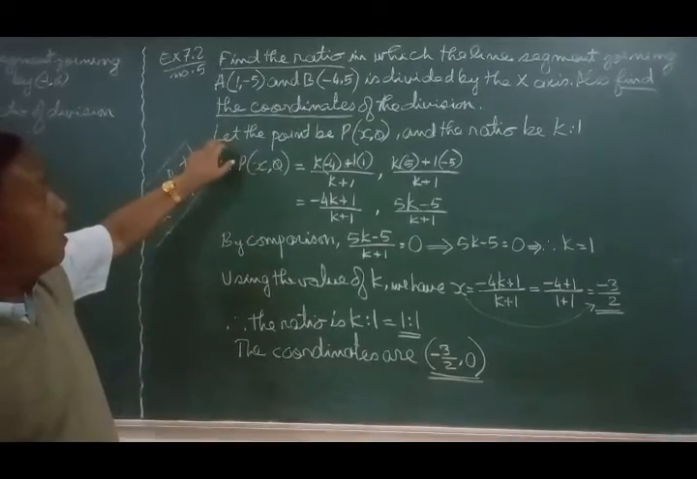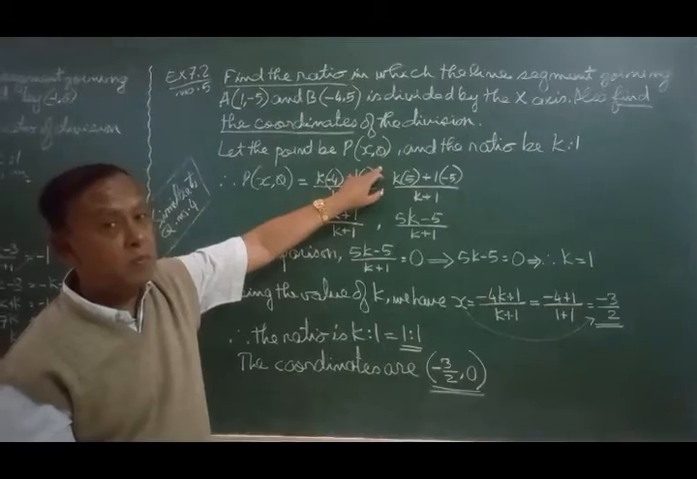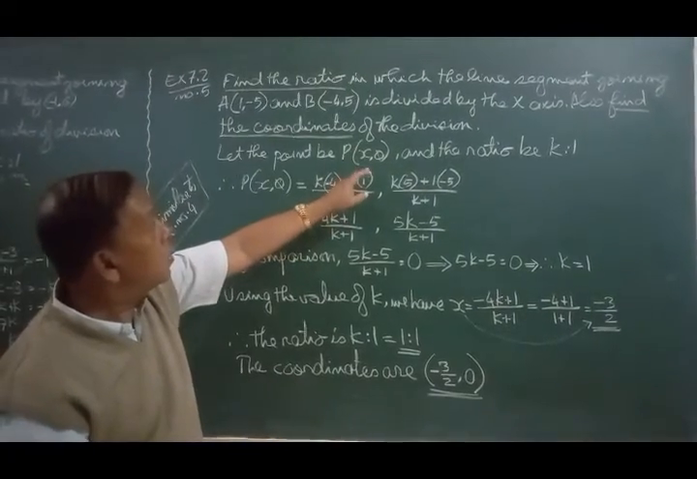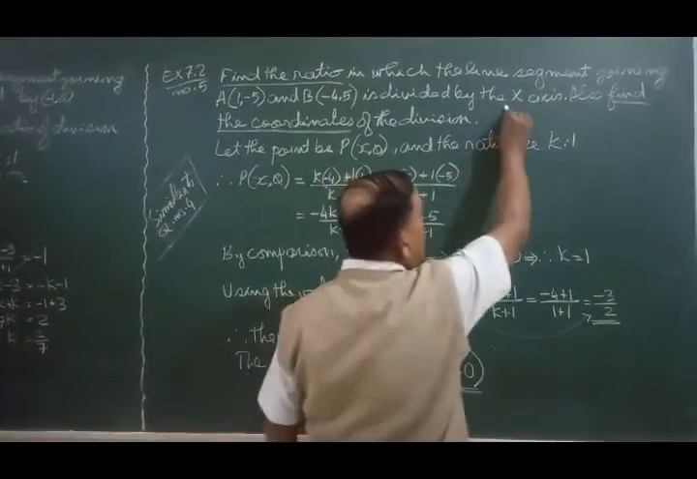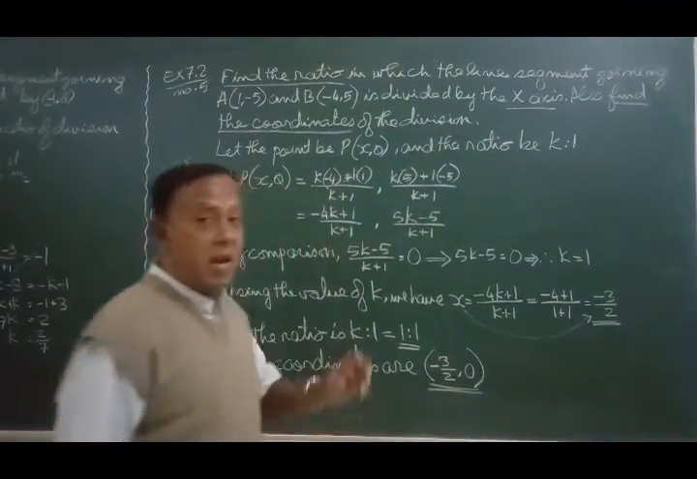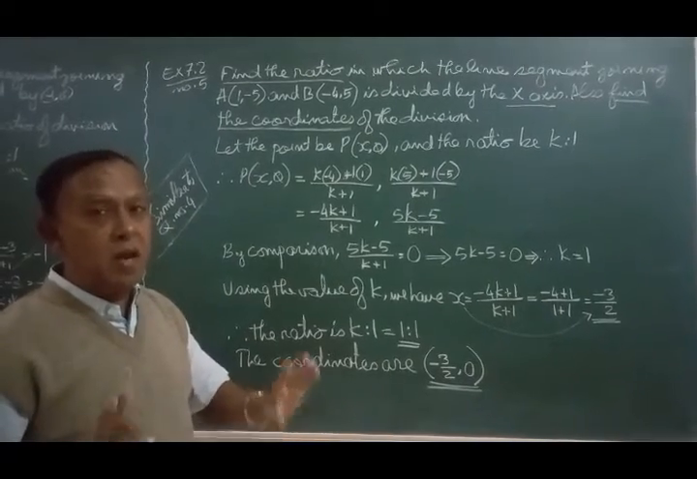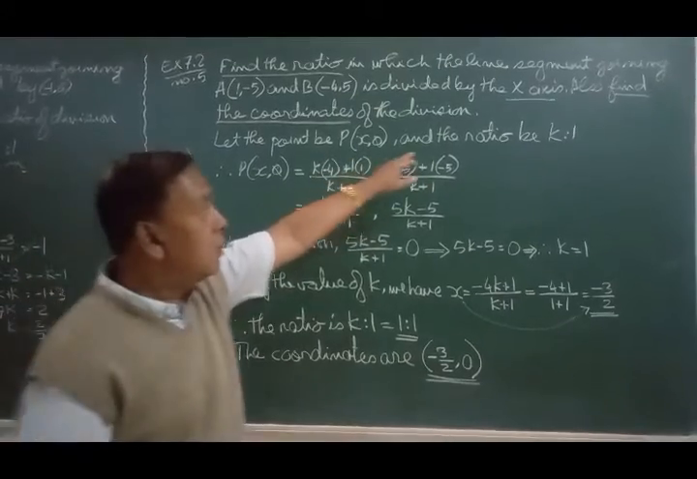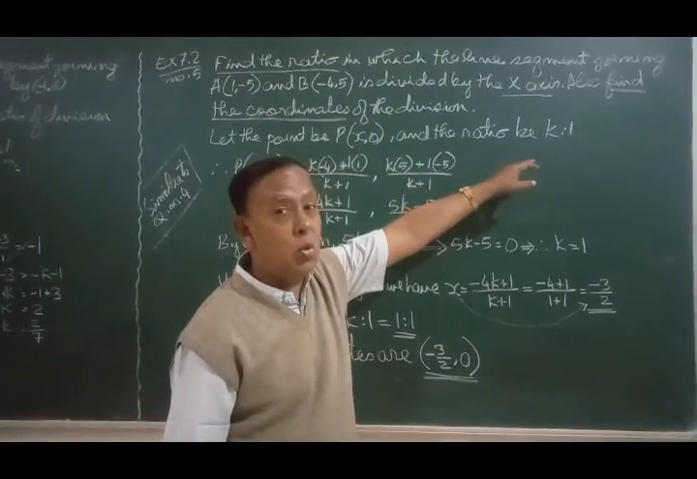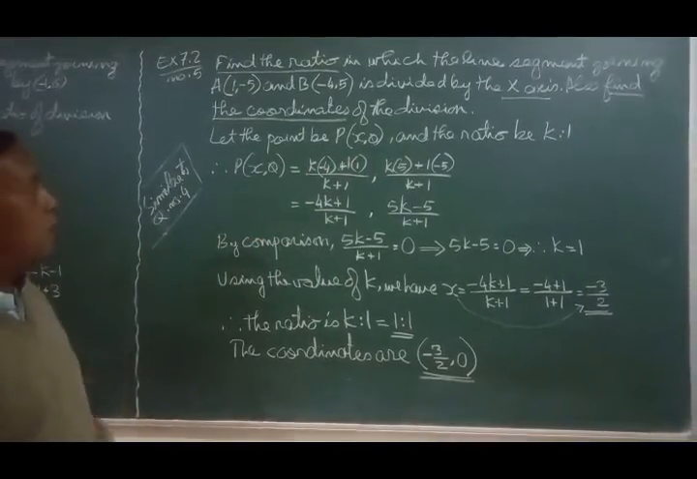Therefore, we say let the coordinates be x, 0. Why x, 0? Because we are given the x-axis. X-axis means it is naturally x, 0. Then the ratio, we put k is to 1, as we have said, the ratio, that's already a fixed formula.